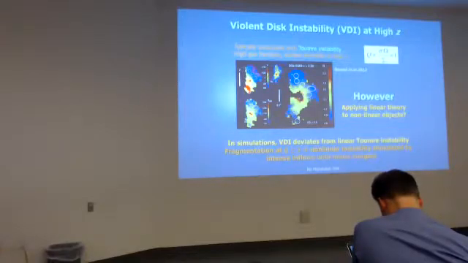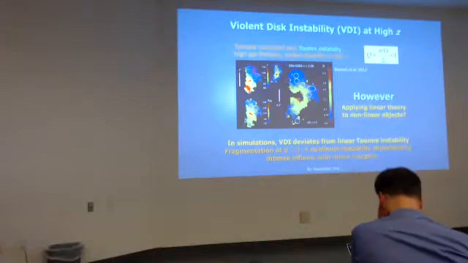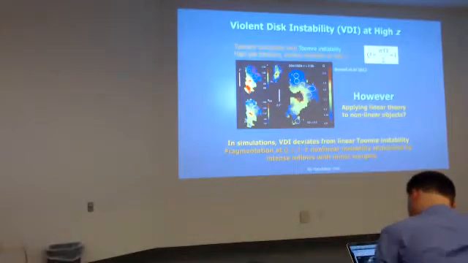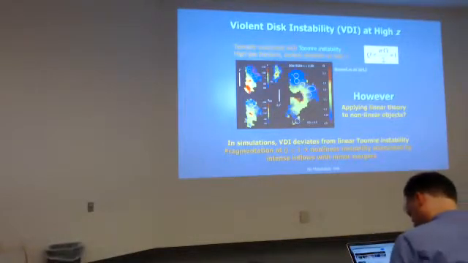In simulations, the violent disk instability seems to deviate from linear Toomre instability. We see disks fragmenting in regions where the Q parameter is well above 3, which should be stable according to linear theory. So this suggests some kind of nonlinear instability that may be triggered by the intense accretion, as we saw, or by minor mergers or by major mergers.